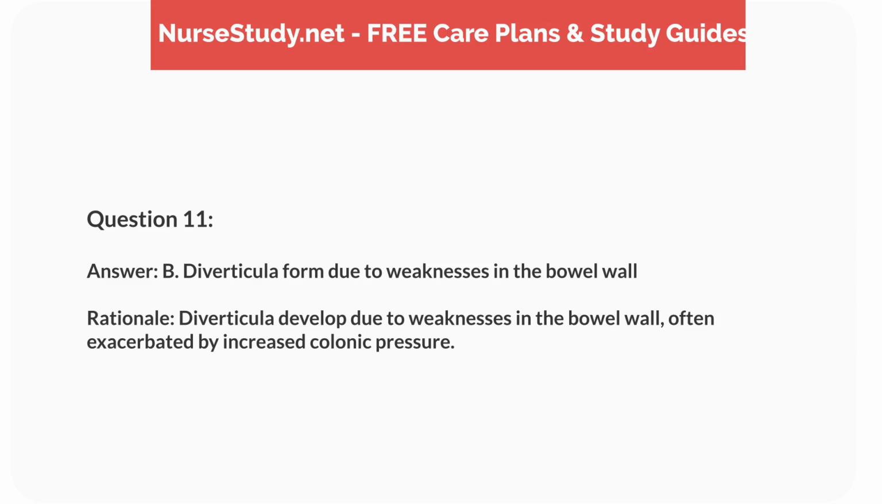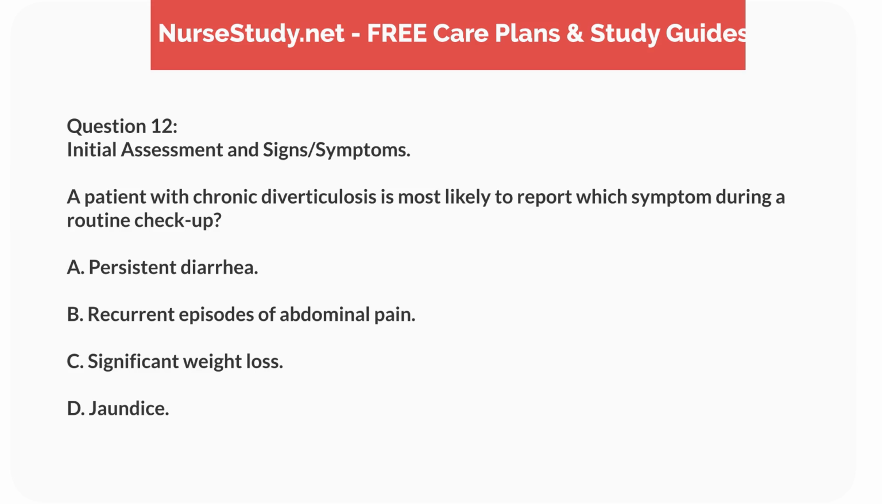Answer: B. Diverticula form due to weaknesses in the bowel wall. Rationale: diverticula develop due to weaknesses in the bowel wall, often exacerbated by increased colonic pressure. Question 12. Initial assessment and signs/symptoms. A patient with chronic diverticulosis is most likely to report which symptom during a routine checkup? A. Persistent diarrhea.